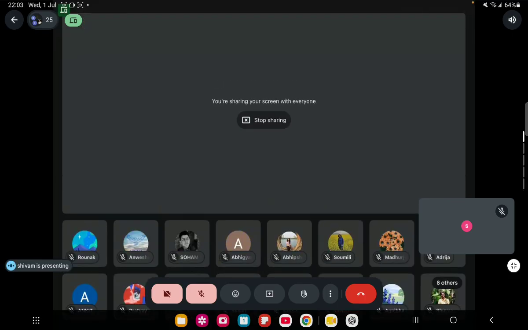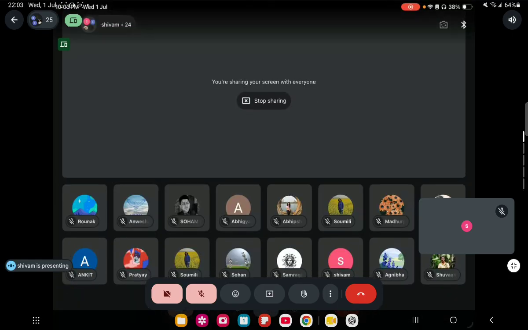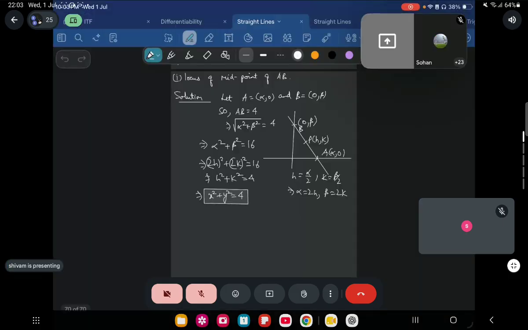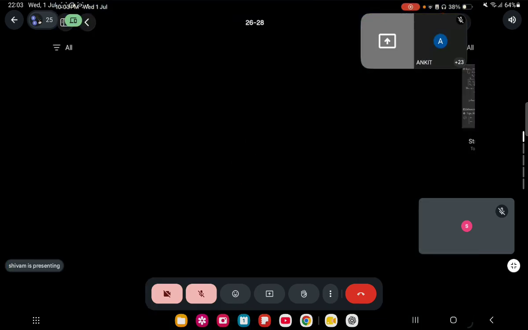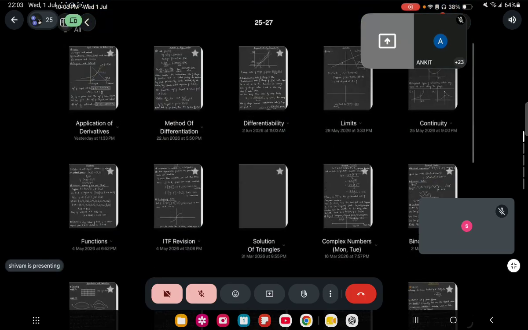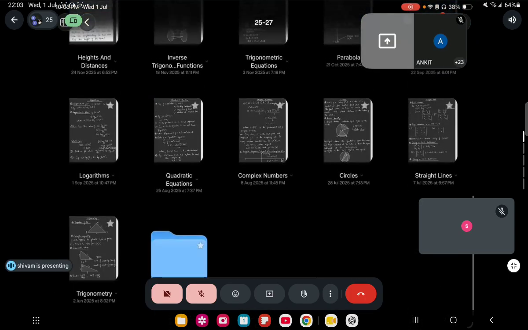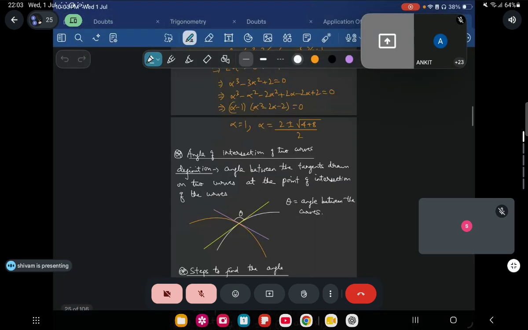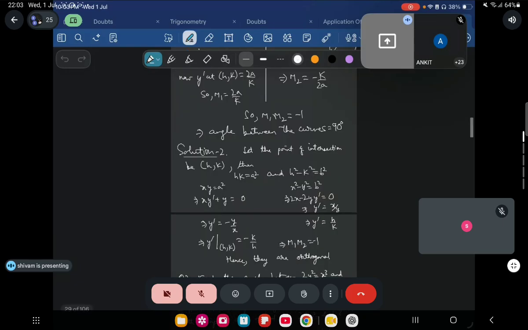Okay, so everyone, let us start. Last day I had given some homework questions. Can everyone see my screen? Yes. Ankit, did you go through all the previous notes and the recording? Yes, sir. Okay, so last day we were doing maximum minima. Let's continue. I had given 4 homework questions, I guess.